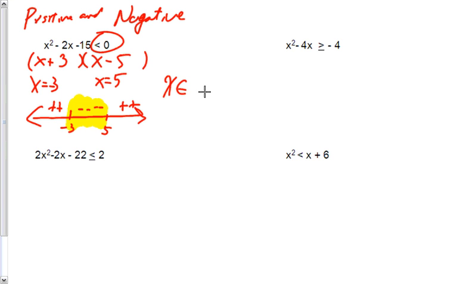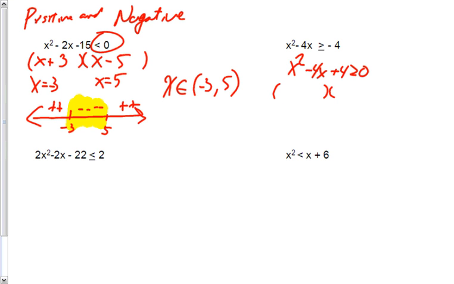This is where our interval notation comes in. Because it's not equal to, I can't be negative 3. So it's from negative 3 to 5 using parentheses. Alrighty, so perfect. Move on to the one on the right. X squared minus 4x plus 4 is greater than or equal to 0. Okay? First thing we do is get it all on one side.